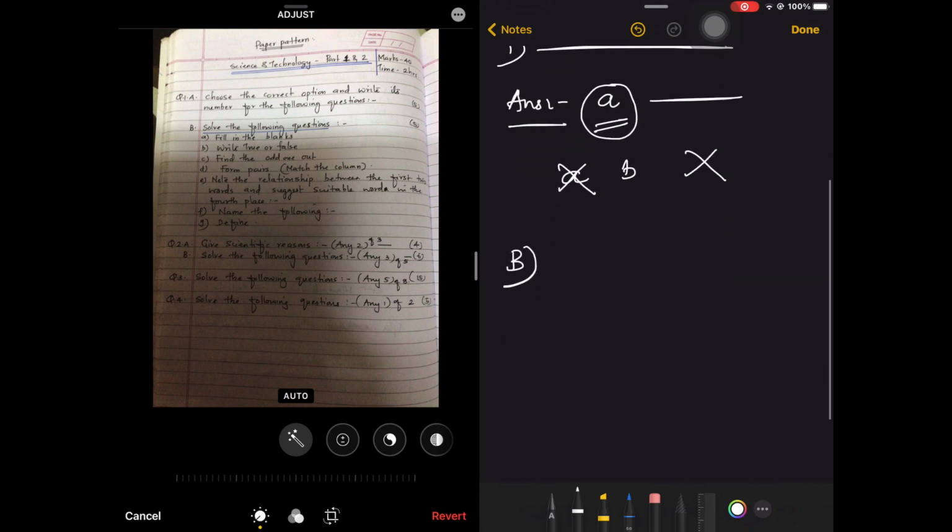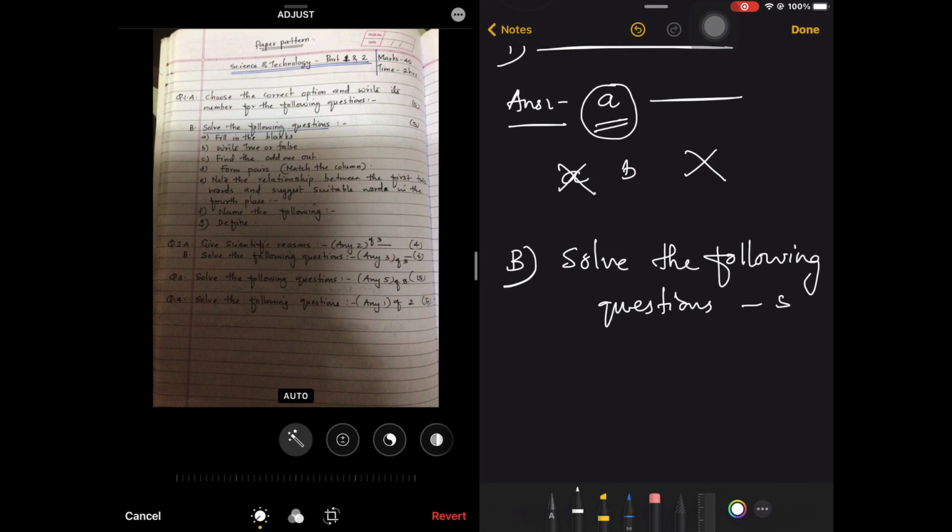Now the second question, question 1B, that is: solve the following questions. This is of 1 mark each, objective type questions, and you will get 5 marks. It will include fill in the blanks, write true or false, find the odd one out, form pairs or match the columns, note the relationship between the first 2 words and suggest suitable words in the 4th place, name the following, define. All these types of 1 mark questions will come in question number B, and you have to write the answer properly.